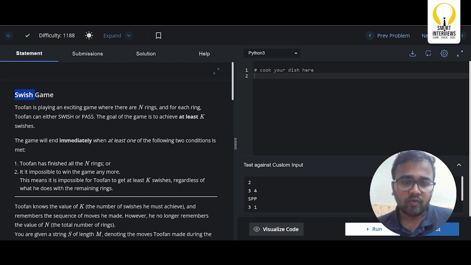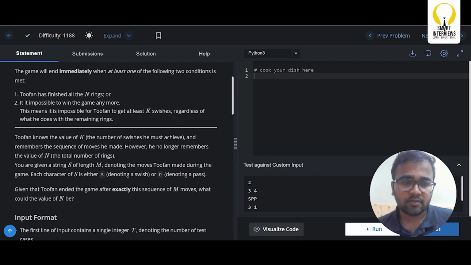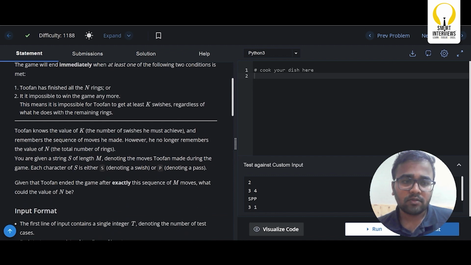This means it is impossible for Tufan to get at least k swishes regardless of what he does with the remaining rings. Tufan knows the value of k, the number of swishes he must achieve, and remembers the sequence of moves he made. However, he no longer remembers the value of n, the number of rings. You are given a string S of length m, denoting the moves Tufan made during the game.